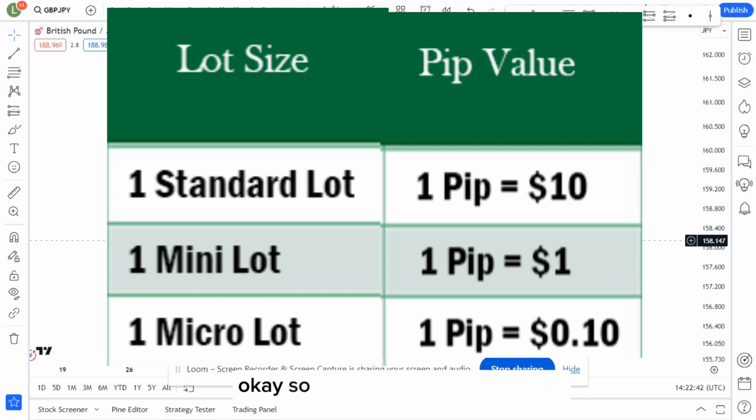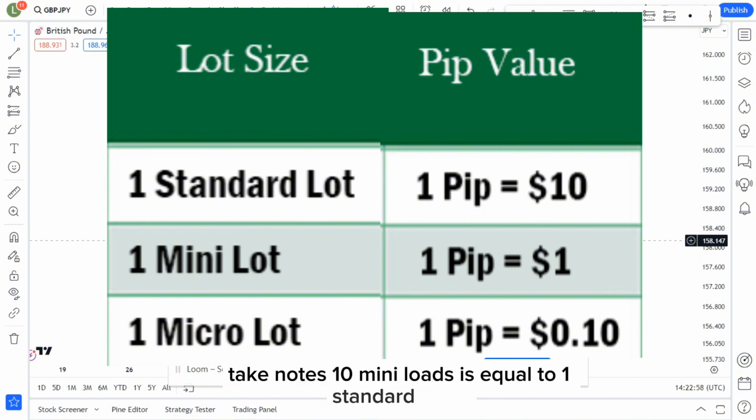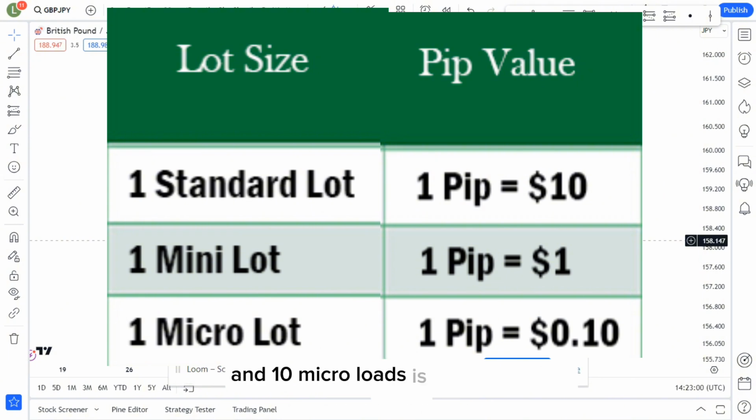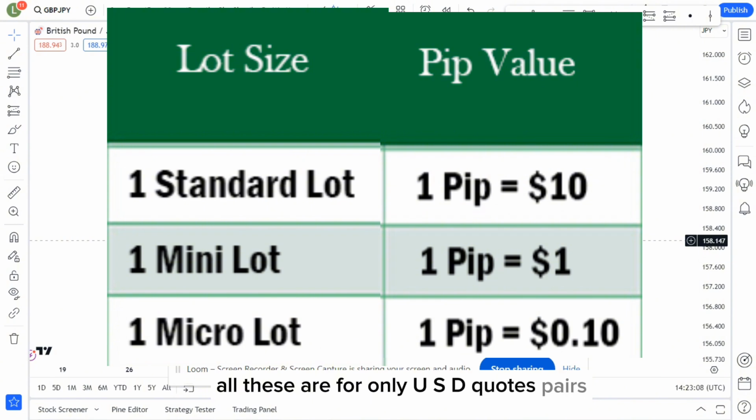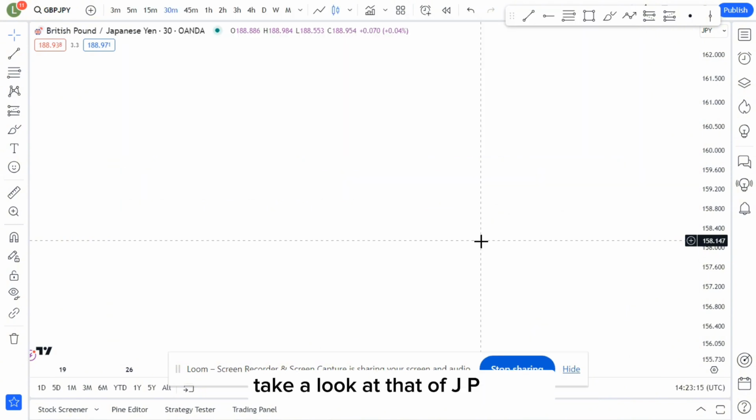Okay, so take a look at it once more. Take note, 10 mini lots is equal to 1 standard lot, and 10 micro lots is equal to 1 mini lot. All these are for only USD quote pairs. Take a look at that of JPY pairs. Let's see how lot sizes affect traders.